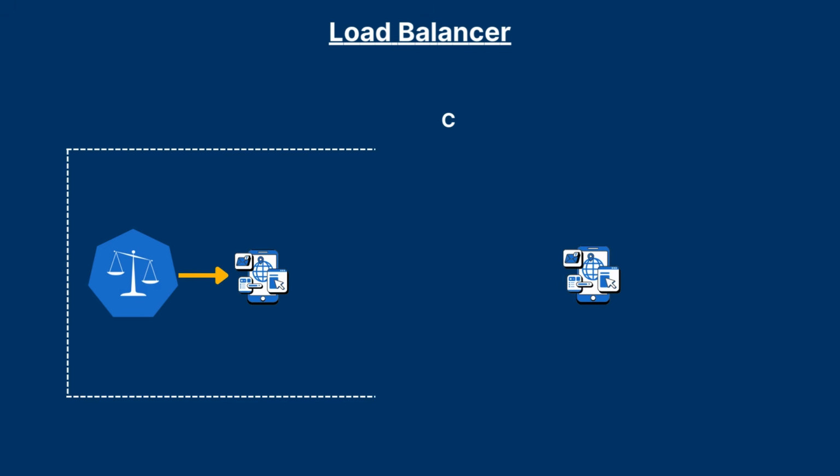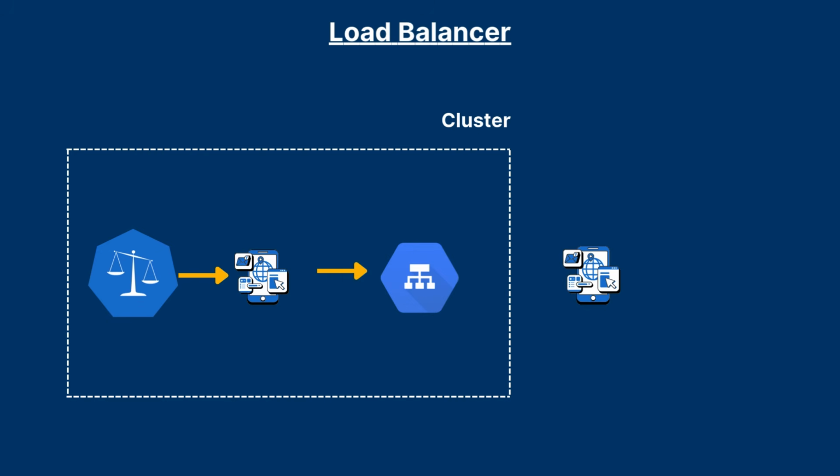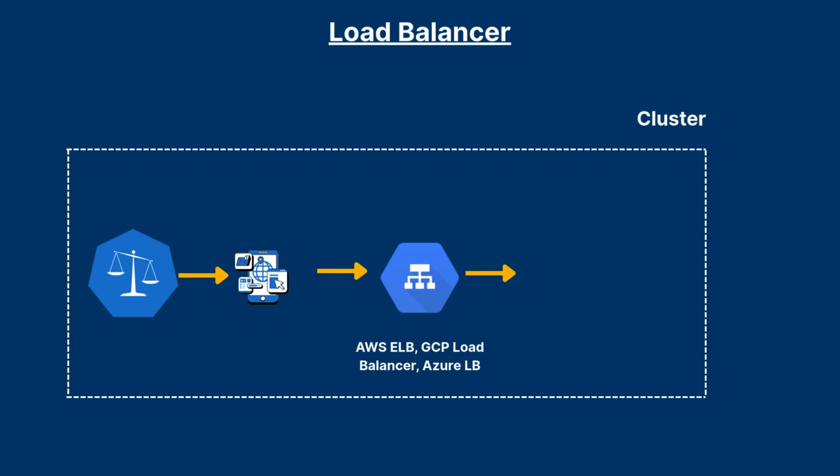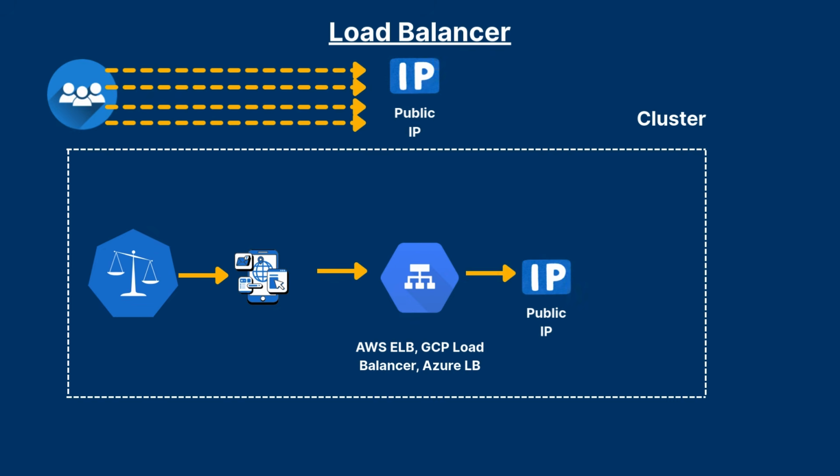Next we have is Load Balancer service. A load balancer service exposes your application outside the cluster using a cloud provider's load balancer, like AWS ELB, Google Cloud's load balancer, Azure's LB. The cloud load balancer gets a public IP, and all traffic to that IP is routed into your cluster, then forwarded to your pods. You don't need to know nodes, IPs, or ports. You just get one clean external endpoint. Think of load balancer as production ready external access with a cloud load balancer in front.